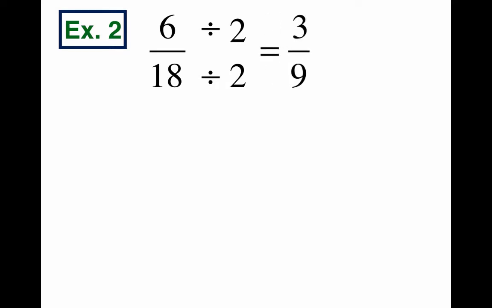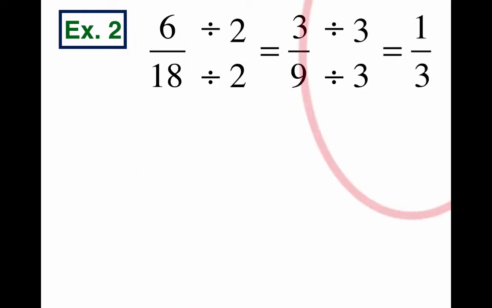Let's try another one, example 2. Let's simplify 6/18ths. Now 6/18ths can be divided down. What can we divide 6 and 18 by? Well, we could divide by 2. 6 divided by 2 is 3, and 18 divided by 2 is 9. But we could divide even more. I'm not totally done. What can I divide 3 and 9 by? 3. 3 divided by 3 is 1, and 9 divided by 3 is 3. So 1/3 is our answer.